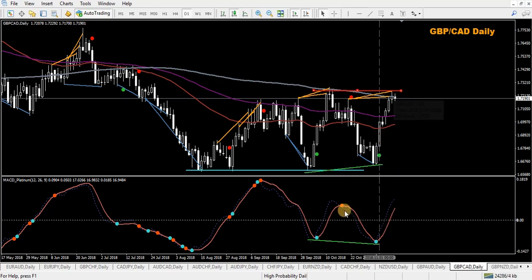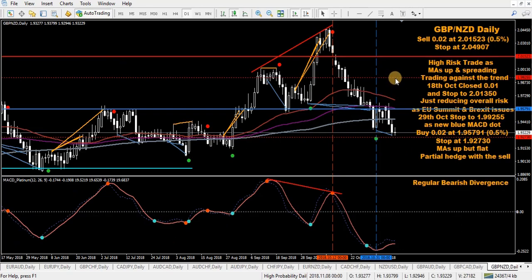The MACD is a long way below the zero level, so if I do get stopped out, start drawing trend lines, look for a re-entry, etc. But the sell's still in play. I could bring this stop down to across these highs here, just to give myself a bit more protection, a bit more profit, to offset the loss I'm probably going to take on that buy trade.